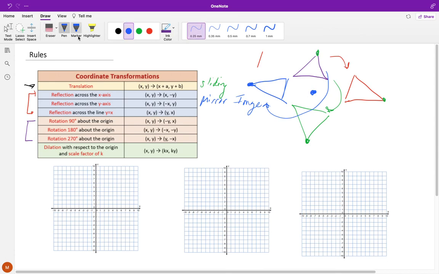And then dilation. So let me just write here, turning. And dilation, this means it's enlarging or shrinking. So enlarging or shrinking. All right, and we're going to go through examples of reflection and rotation here.